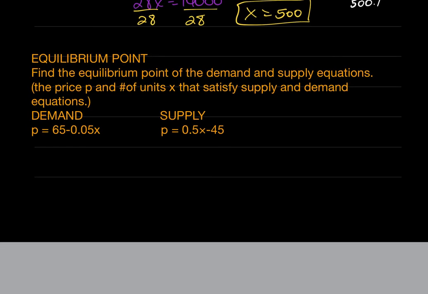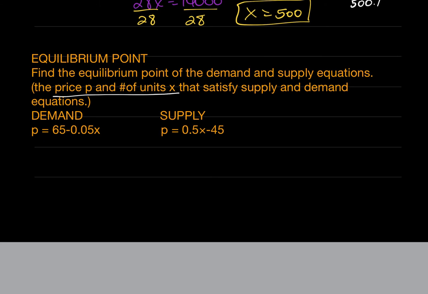Those two were really in 7.1 and equilibrium was in 7.2, but all the word problems got looped together, so I just put them together. The equilibrium point has two parts: you're talking demand and supply. They will give you the demand and the supply, and the goal here is to find the price per unit and the number of units. So you need both X and P for these answers.